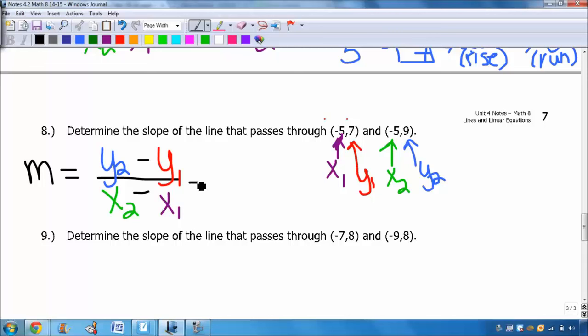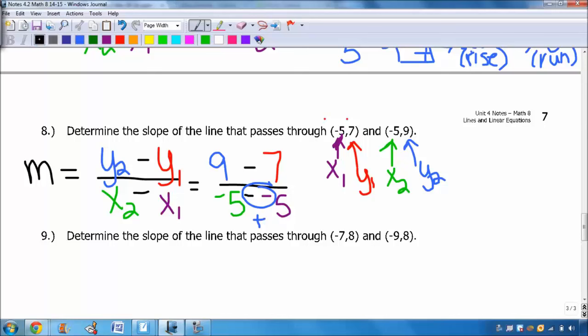So I get equals, I'm going to fill in my minus signs so I can have them ready to go. So it's going to be 9 minus 7, just plugging in all the information that we figured out here, over -5 minus -5. So now here's where things get tricky right here. And we discussed this a little bit in class when I saw you guys. So this will turn into a positive, right?